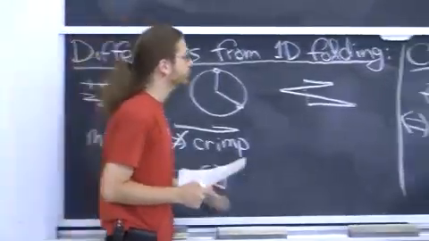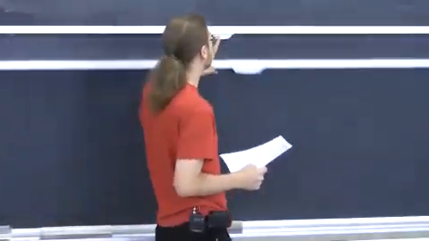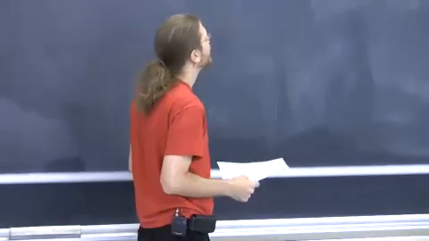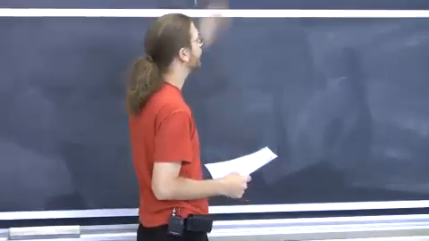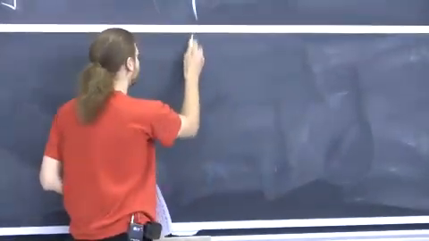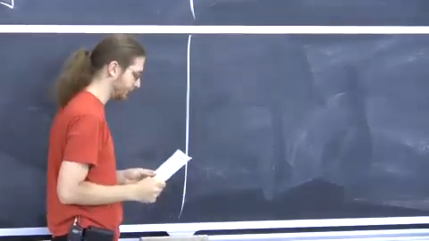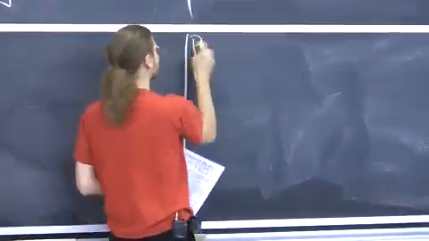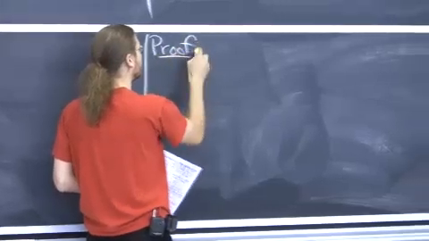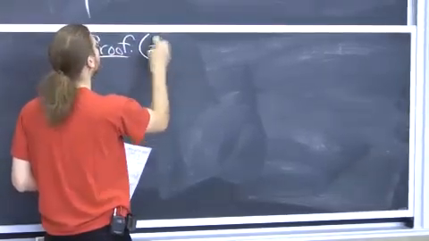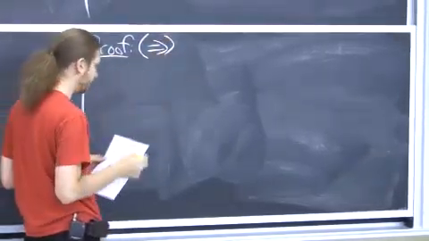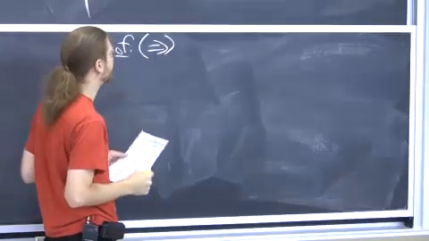So let's prove it. There's two things to prove. One is that any flat foldable crease pattern has this property, which is pretty easy. And the other, which is a little bit harder, is that if you have this property, you really are flat foldable. That's the full characterization. So let's start with the easy direction. If you're flat foldable, you must have that sum.